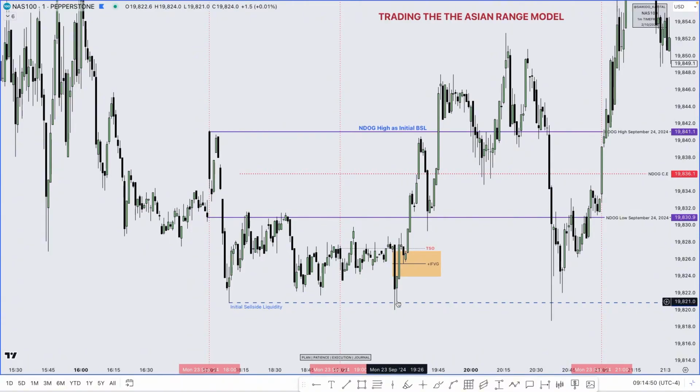If you're very aggressive, you can use the low of the second candle that creates the fair value gap to the upside. But now we are using this as an inversion fair value gap, and this is your target.